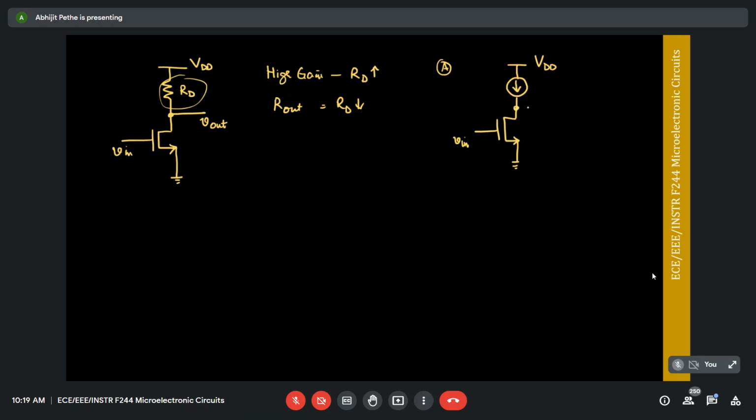So instead of the resistor, I'm replacing it with a current source with some current I flowing through it, right? Now, if lambda is not equal to 0, can you tell me what the gain of this circuit is? I've replaced RD with an ideal current source. Can you tell me what happens to this circuit? What is the gain?